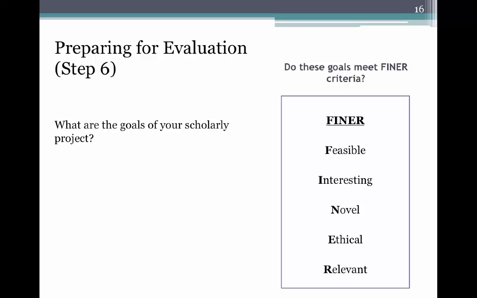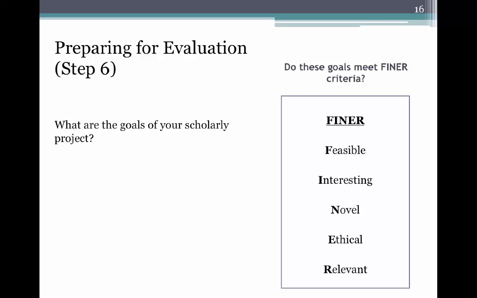Is the project novel? Has it been studied before? Is it an underdeveloped area of medical education? Are you applying an innovative method to the project? Is the project ethical? Does it need IRB approval? Are there vulnerable populations? Remember, most students and trainees are considered vulnerable populations because there is always the concern for coercion for participation. And finally, is the project relevant to your field or to medical education?